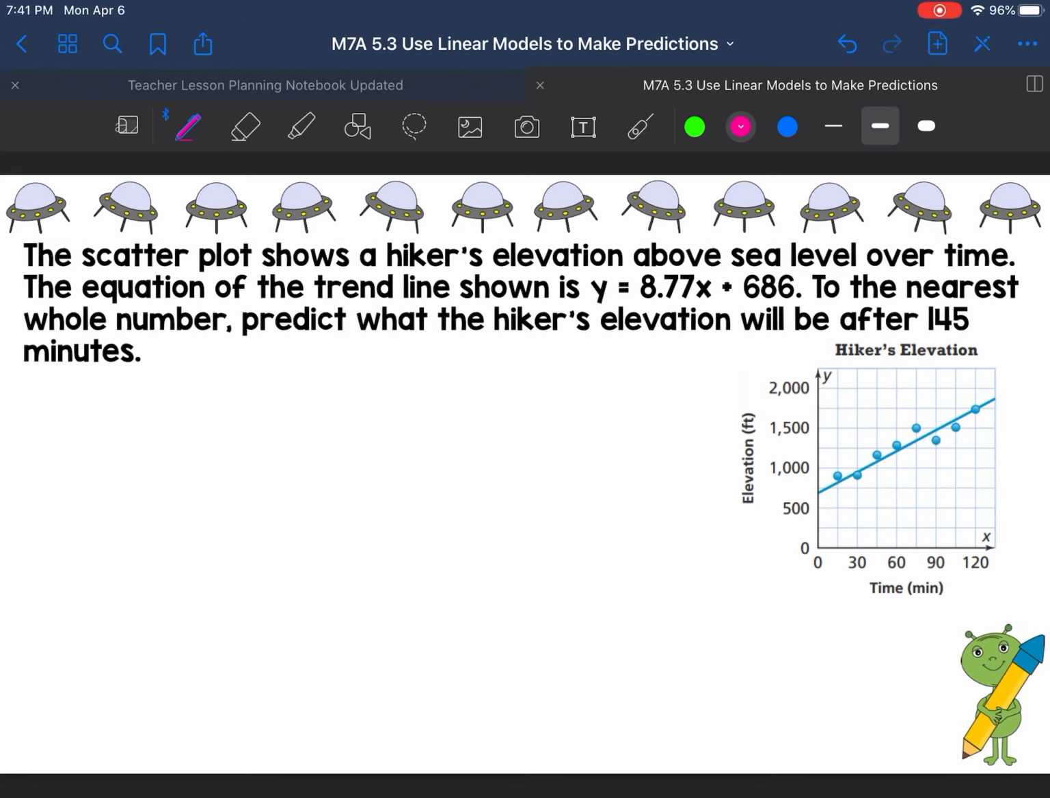So let's take a look at our very last problem. The scatter plot shows a hiker's elevation above sea level over time. The equation of the trend line shown is, I love it when they give us the equation, y equals 8.77x plus 686. To the nearest whole number, make sure we remember nearest whole number, predict what the hiker's elevation will be after 145 minutes.